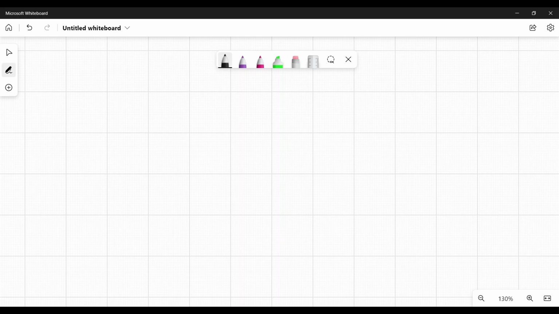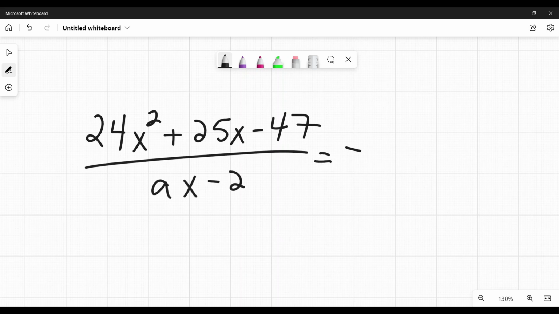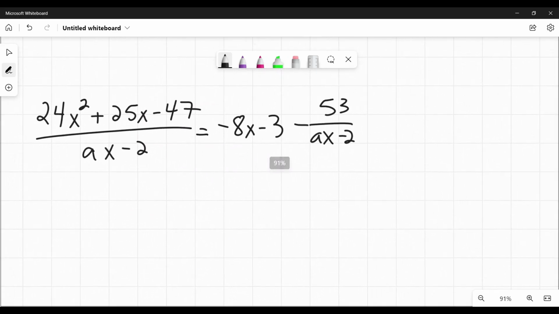Today's tricky math problem comes from the SATs, everybody's favorite test. And here's how it goes. It says, if you're given that (24x squared plus 25x minus 47) all over (ax minus 2) is equal to negative 8x minus 3 minus 53 over (ax minus 2), this is true for all values where x does not equal 2 over a. Then what is a?